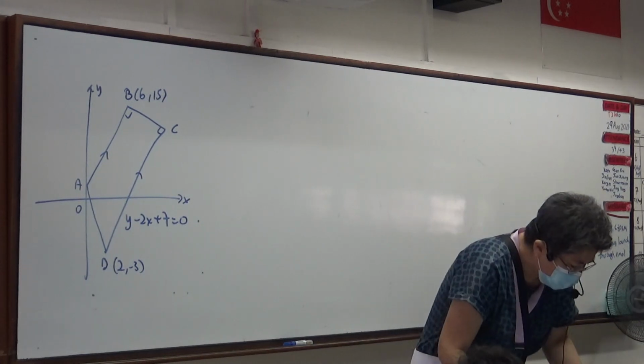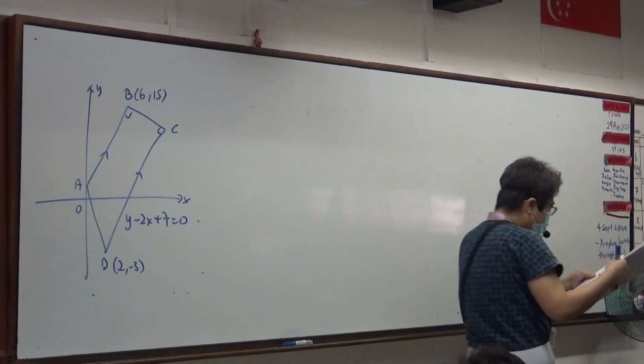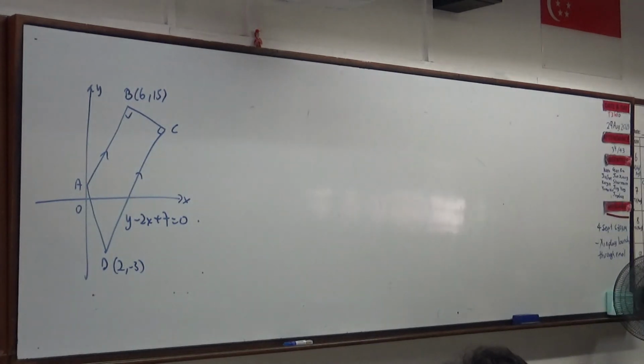Alright, now let's take a look. The diagram shows a trapezium ABCD in which AB is parallel to BC. This one is straightforward, right? Okay. Now, the point A lies on the y-axis. The points B and D are (6, 15) and (2, -3) respectively. Okay. The sides AB and DC are perpendicular to BC. Given the equation of DC is this, find the equation of AB.